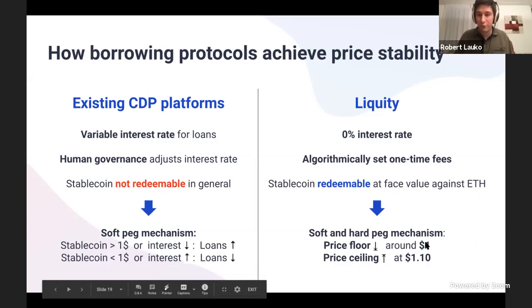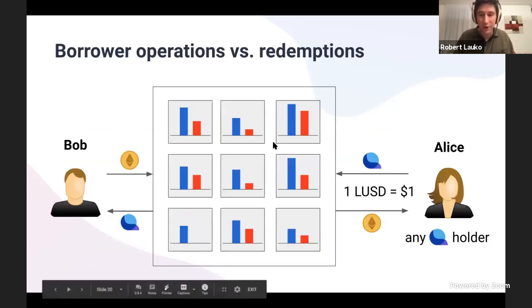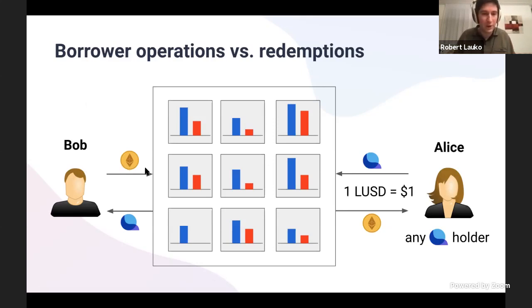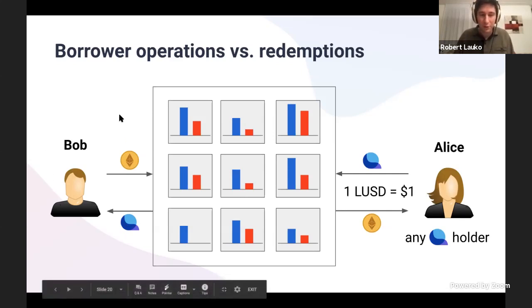So we can squeeze the price between those two boundaries, which would act as relatively hard boundaries compared to the soft peg mechanism that I mentioned here. But we'll see how that works. Generally, we have the borrower operations, where borrowers deposit Ether as their collateral and take out loans in LUSD. That's similar to what is already there in the market.